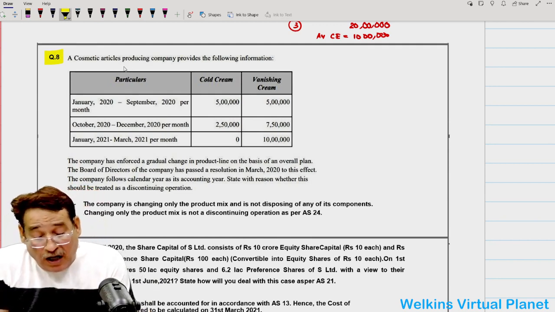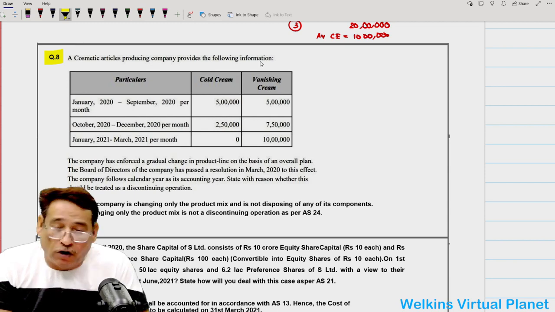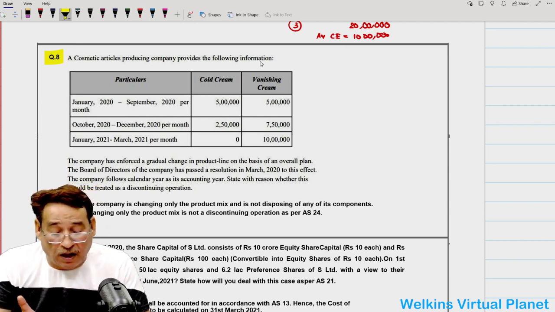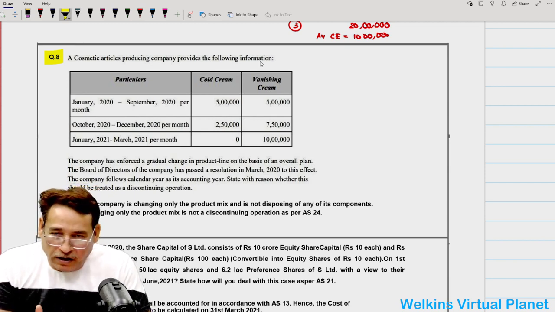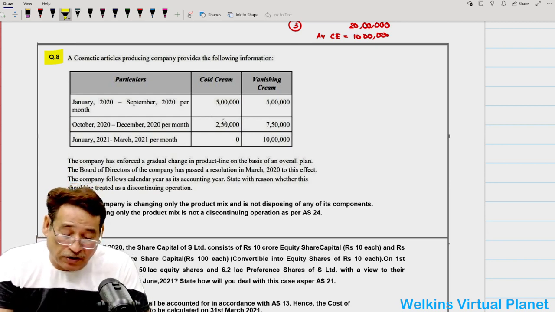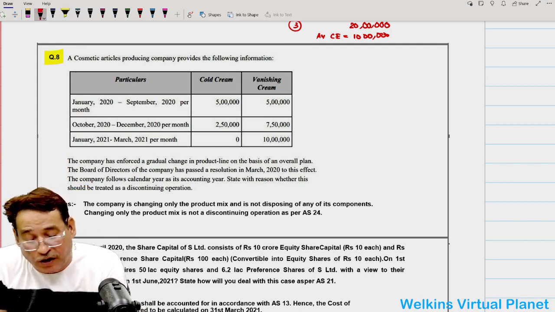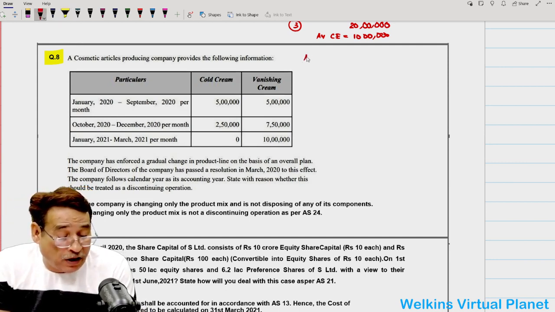A cosmetic articles producing company provides the following information. So there is a company. Same question is also available in my accounting standard notes and of course in lectures also. Same question, same names, and everything is same. This question has been taken from AS 24, which deals with discontinued operation.